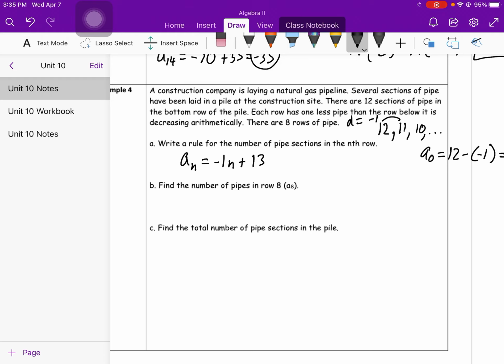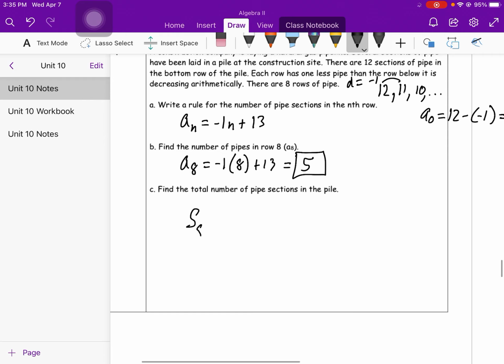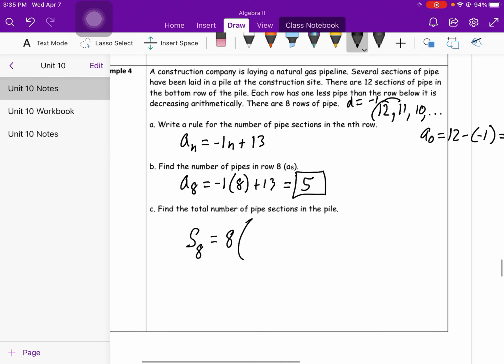Then we want to find the number of pipes in row 8. So we're going to find the a of 8, negative 1 times 8 plus 13, and that ends up being 5 for our answer on that one. Now we want to find the total number of pipe sections in the pile. So that is going to be S of 8, because there's only 8 in total. So it's going to be 8 times our a of 1, the first term, which we got to go back up here. That is 12 plus, we just found the a of n. Our a of n is a of 8, and we just solved for that to be 5. So we were able to skip a step in this one.